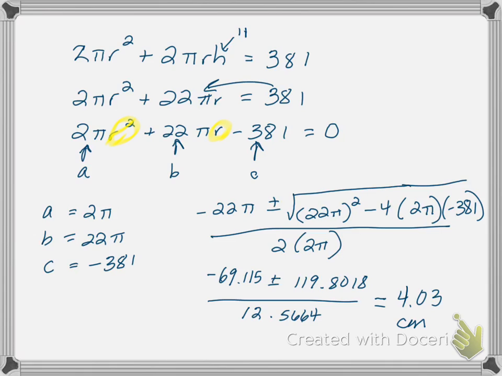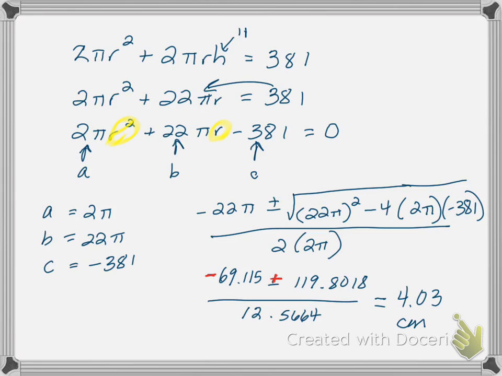You'll notice that there's only one answer. You have to disregard the negative. When you take a negative and a negative, that would give you a negative in the numerator, and we know that a radius cannot be negative, so I disregarded that solution and only did the positive. So the negative 69.15 plus the 119.8 gave me the 4.03. So that's it for that problem.